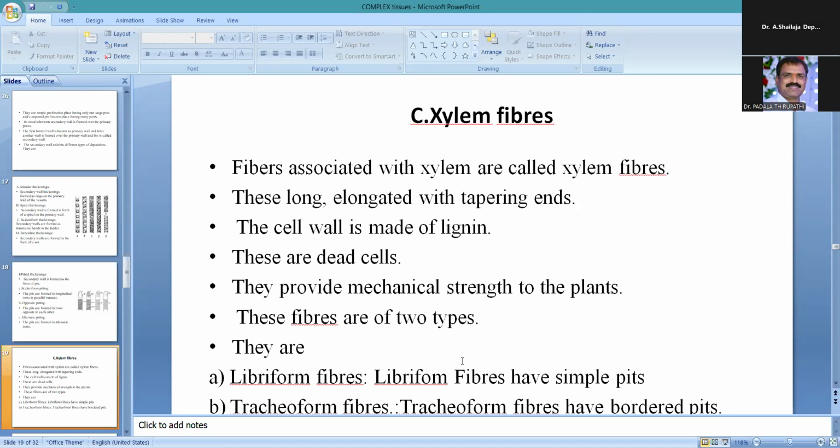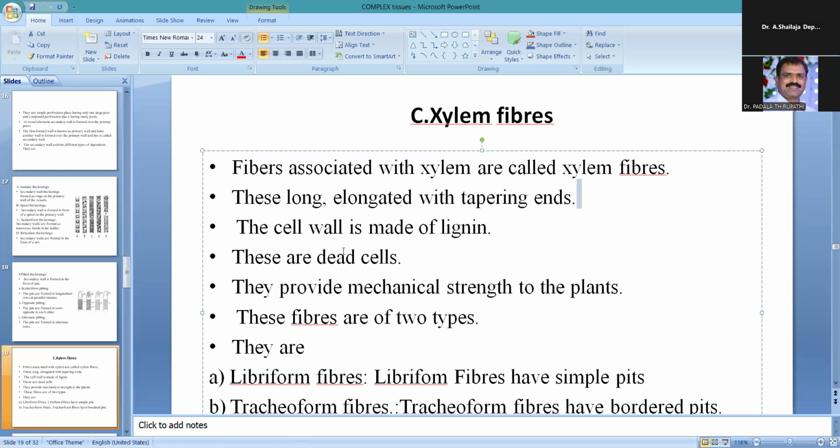So next, come to the xylem fibers. The sclerenchyma fibers associated with xylem are called xylem fibers or wood fibers. In the last class we discussed that some sclerites are attached with the xylem. Those are called xylem fibers. These are long and elongated with tapering ends, and the cell wall is made up of lignin. These are also dead cells. Remember this: tracheids and vessels are dead cells, and xylem fibers are also dead cells. They provide mechanical strength to the plants.